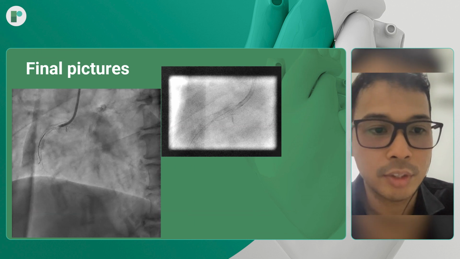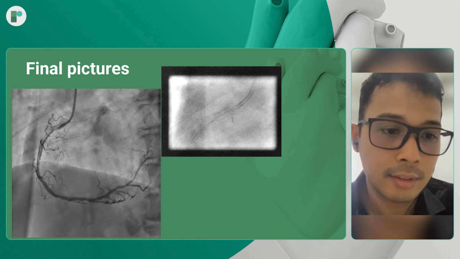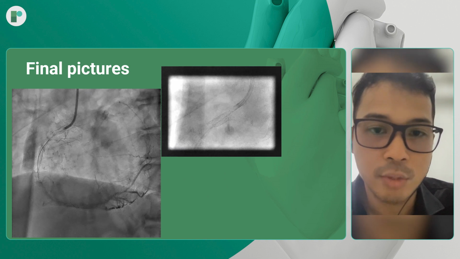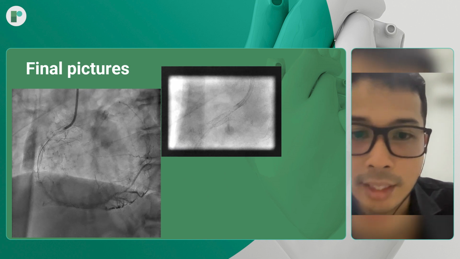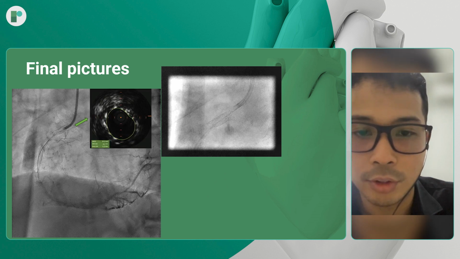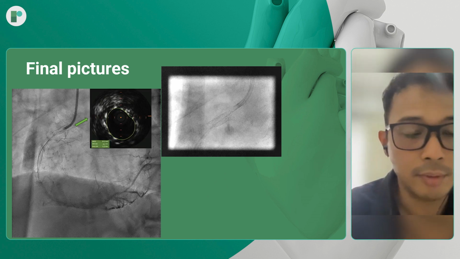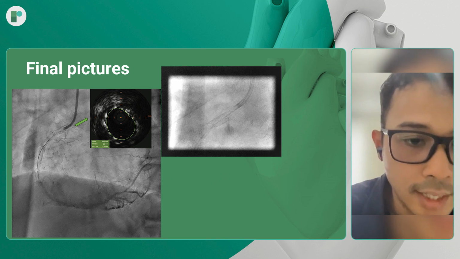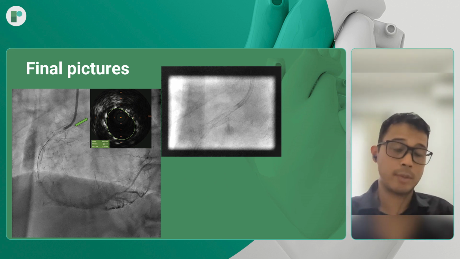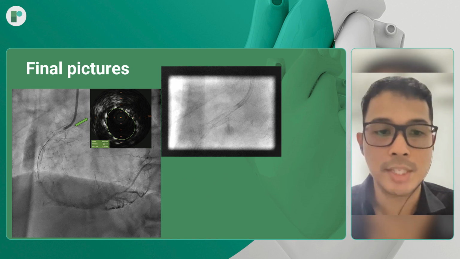Then the final picture showed like this. We also performed stent enhancement to see that there is still a protrusion, but it will not affect the ostial of the new stent. And when we performed the IVUS, it showed that the area is 17.1 millimeter square compared to 6.9 millimeter square before we performed the PCI to the ostial.